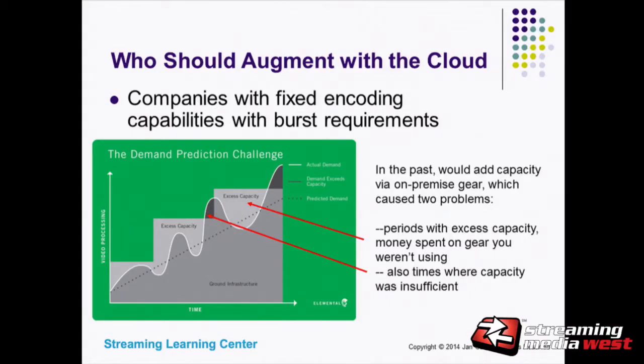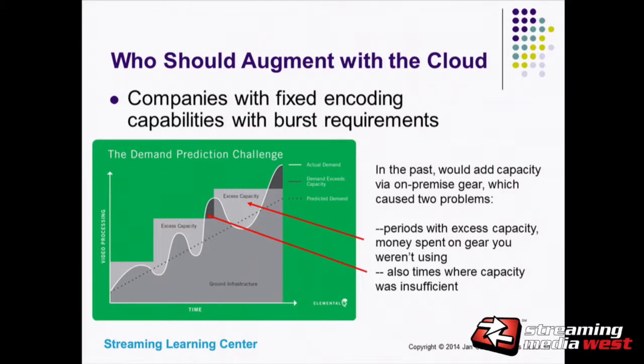Now, who should augment with the cloud? Who should look at handling spikes with cloud encoding? The next 2 pages use slides from a white paper that's on the Elemental Technologies website. And what they describe here is a company with slowly increasing requirements over time.